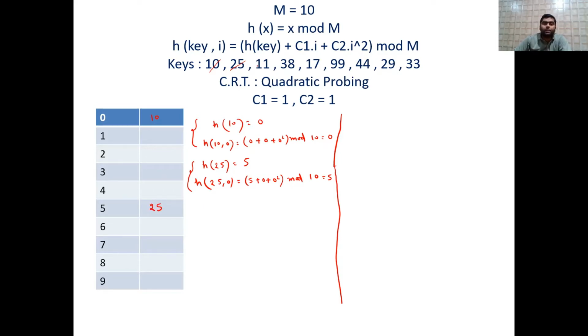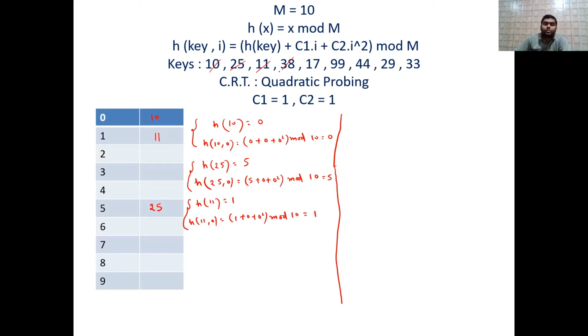Now next is 11. You can see 11, simply, space is available in the 0th slot itself, at 1, so 11 will be stored at 1. Observe very carefully. If you have any doubt, let me write h of 11 equal to 1, and h of 11 comma 0 is 1 plus 0 plus 0 square, and mod of 10. So this is 1 only. Space is available, so it will store.